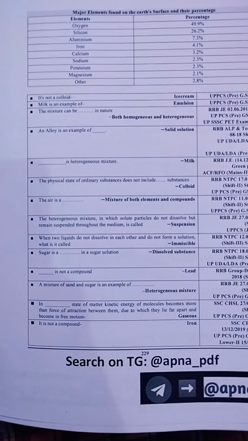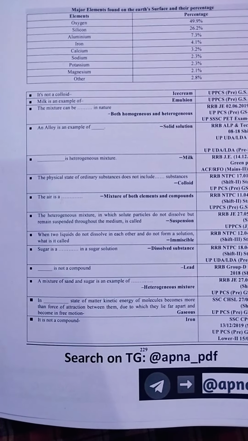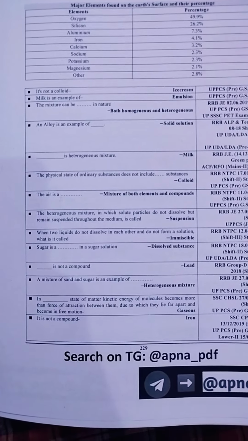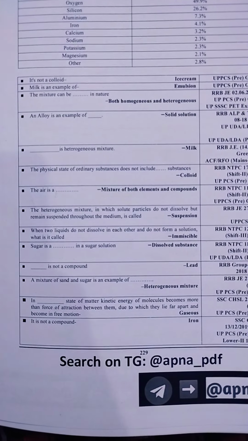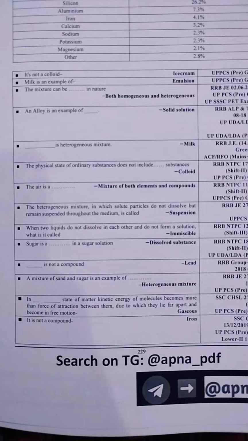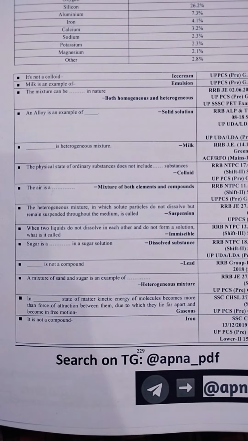Not a colloid. In ice cream, milk is an example of an emulsion. A mixture can be both homogeneous and heterogeneous. An alloy is an example of a solid solution. Milk is a heterogeneous mixture. The physical states of ordinary substances do not include colloid.